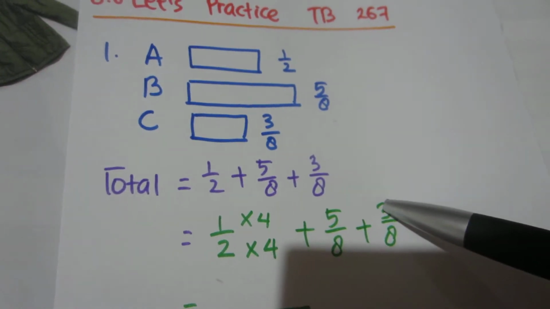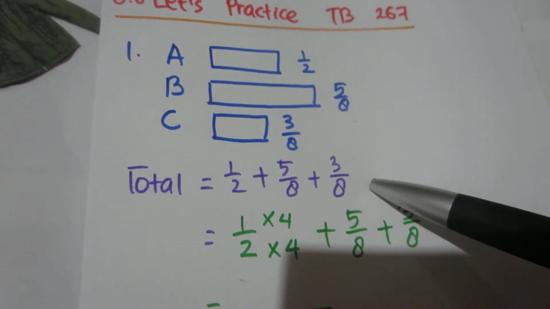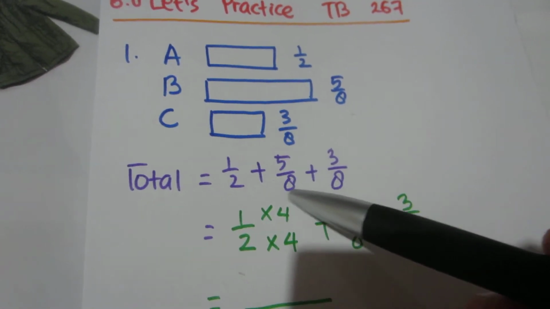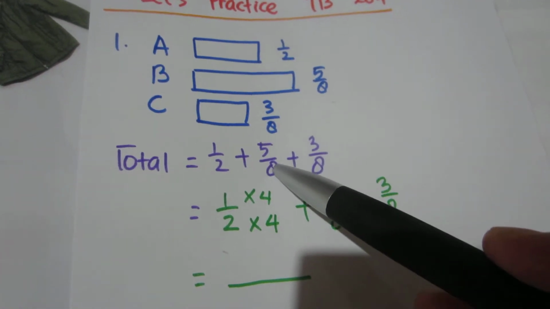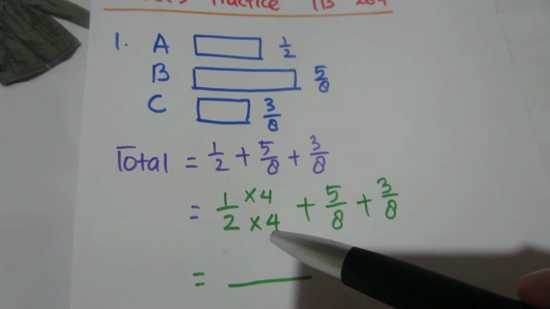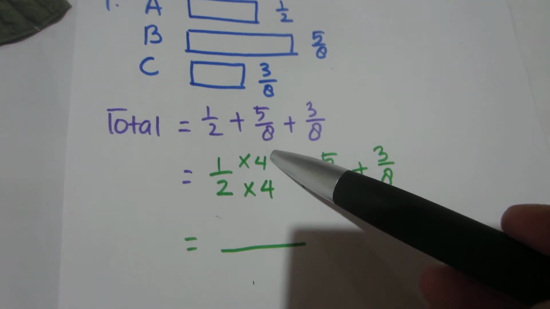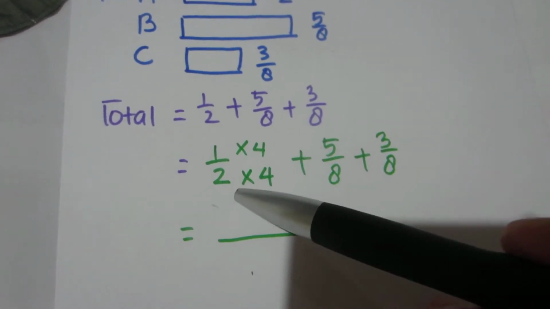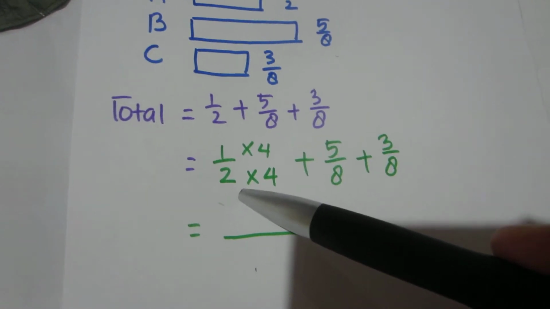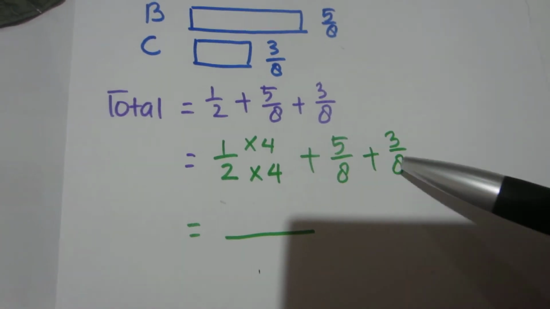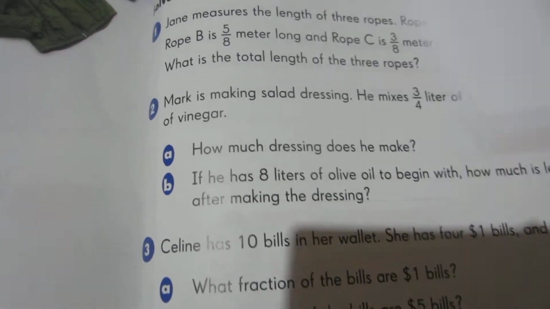To find the total, you can just add them all, but because this half is not the same denominator, you need to change this by multiplying it with 4 and 4. Remember that when you multiply the numerator, you also have to multiply the denominator. So after you both multiply this one, you can add it up like normal. Go on to number 2.